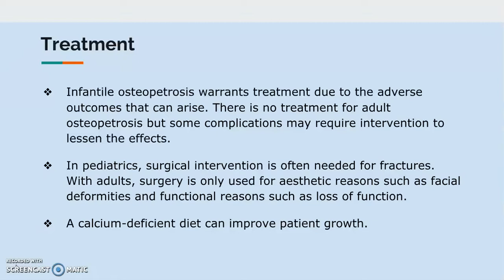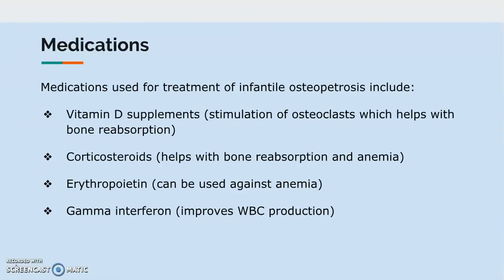In pediatrics, surgical intervention is often needed for fractures. With adults, surgery is only used for aesthetic reasons such as facial deformities and functional reasons such as loss of function. A calcium-deficient diet can improve patient growth. Medications that are used for treatment for mostly infantile osteopetrosis include vitamin D supplements, corticosteroids, erythropoietin, and gamma interferons.